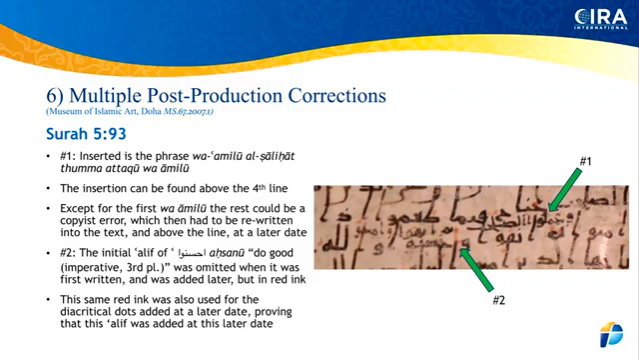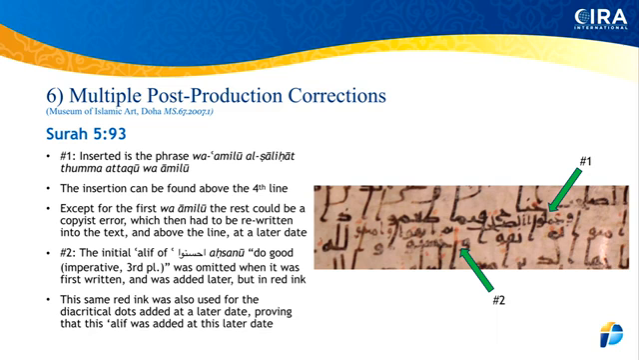Let's now move right into example number 6, correction number 6. And let's put that up so people can see it. Here is what we call a multiple post-production correction. So there's a number of different post-production corrections, and post-production means they are done after the original is written. These corrections have been added to it. We're looking at the Museum of Islamic Art, Doha, again, like the previous one in the Middle East. This is Surah 5, ayah 93.